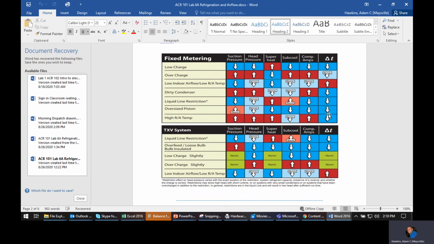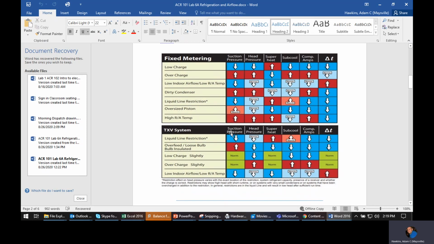So what we're going to try to find out is what a low charge system looks like, what an overcharged system looks like, what low indoor airflow looks like. So dirty filter, dirty coil, bad fan, your blower goes out, liquid line restriction. I'm not going to dig into that one too much because that one can get a little bit weird.